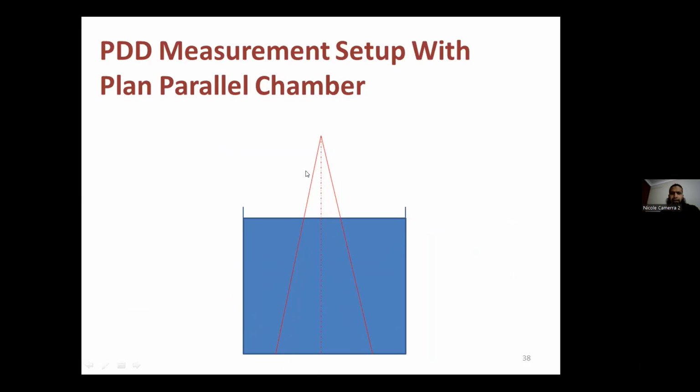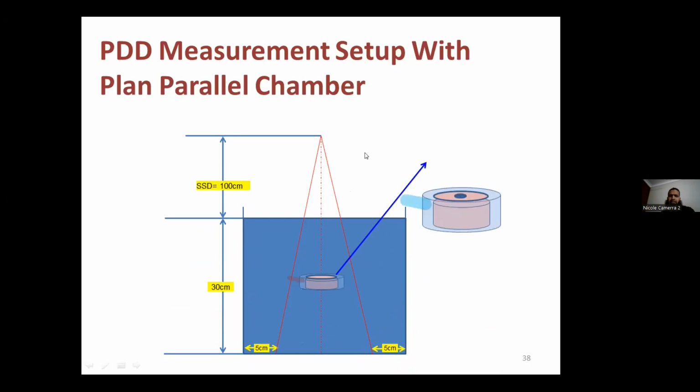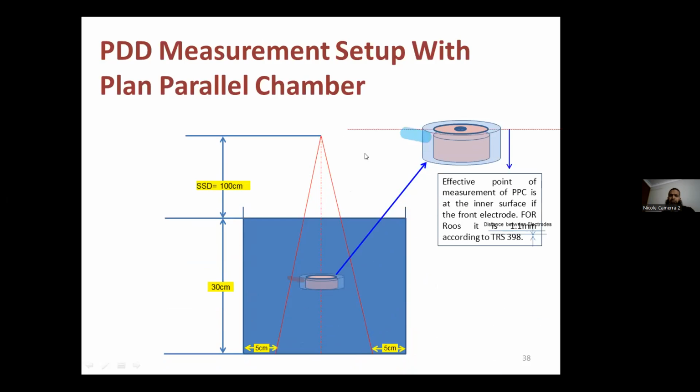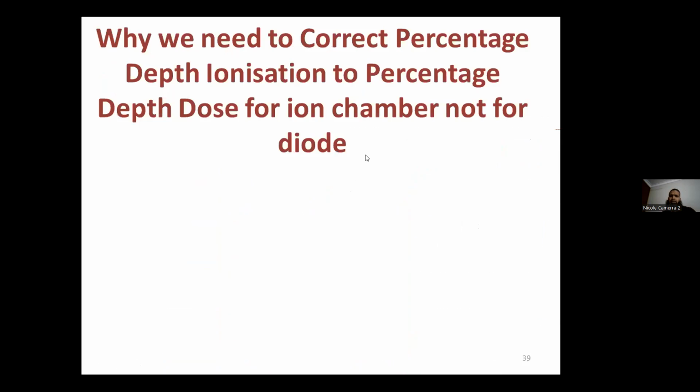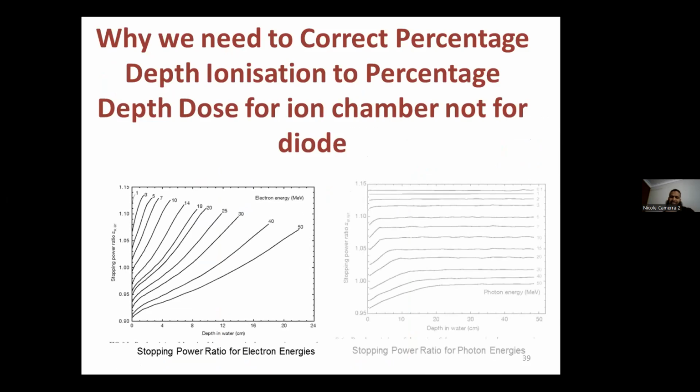Sorry, mate. When you're dealing with the plane parallel chambers, it's the same thing: you have to do the effective point of measurement, which is actually below the front window. Why do we need to correct the percentage depth ionization curve to percentage depth dose for an ionization chamber, not for diodes? This is the main reason for it actually.